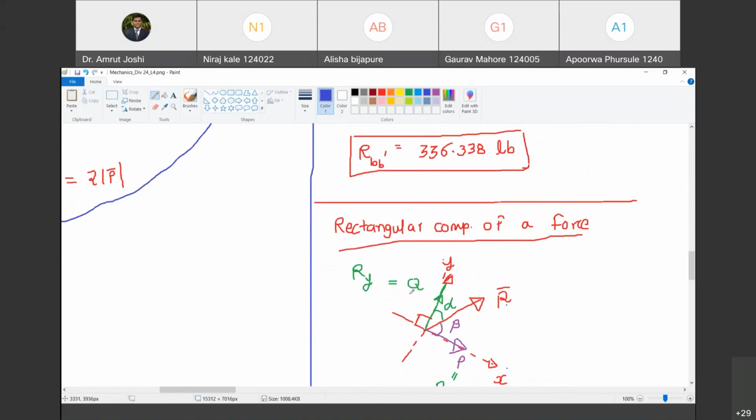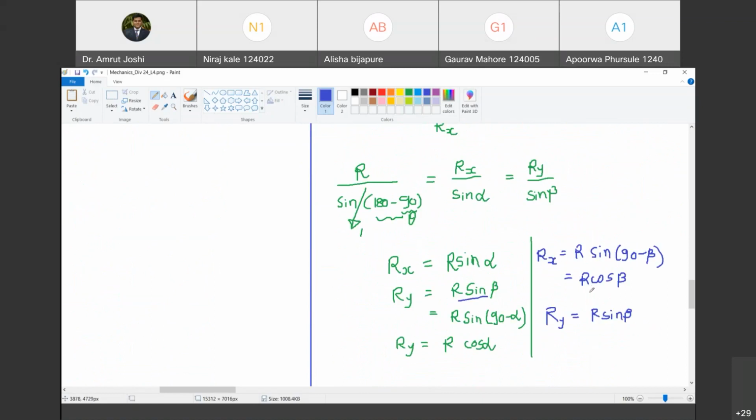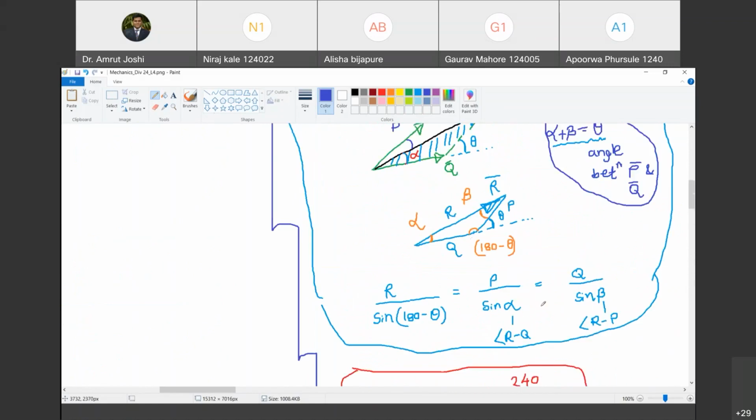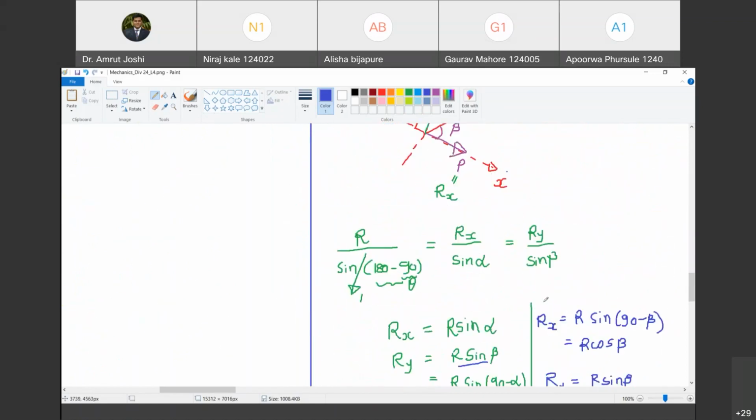So mind you, आपको ये पता है पहले से, you must have learned this in 11th and 12th standard physics, that R cos beta and R sin beta or R sin alpha and R cos beta are the components of R along x and y directions. ये आपको पता है. But mind you, these expressions hold good only when the angle between x and y is 90 degree. Are you with me? Yes.